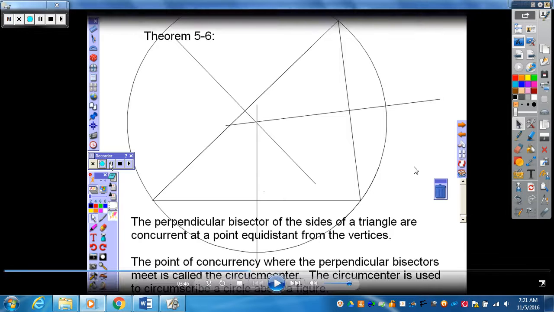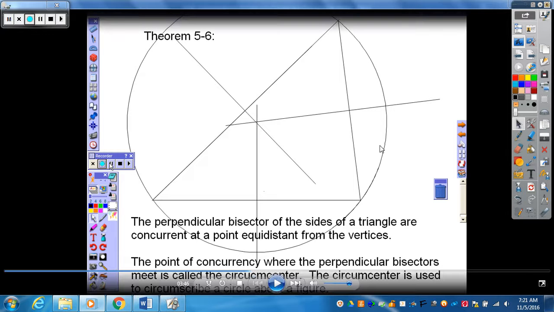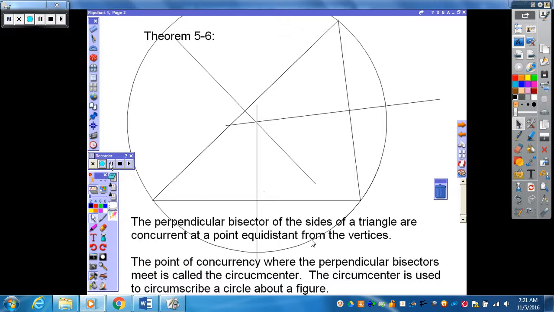Now, I want to make this a little bit bigger for a quick second. And pause. Okay. Now, like I said before, this point is called the circumcenter. This circle on the outside is circumscribed. So I need you to think in your minds, circumcenter used to circumscribe. When a figure is on the outside, think circumscribe.